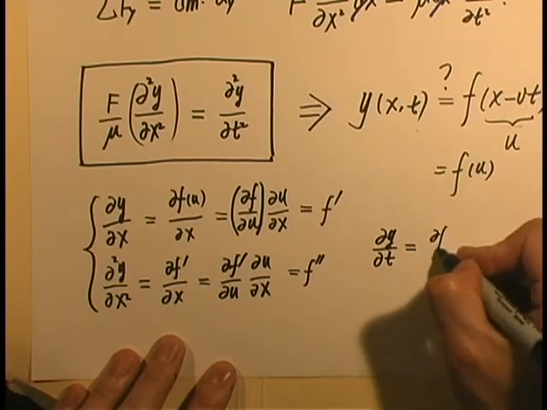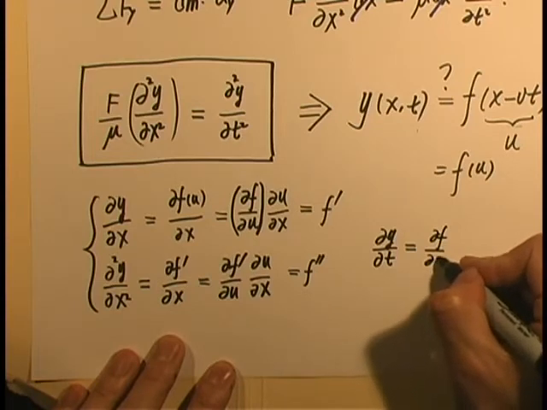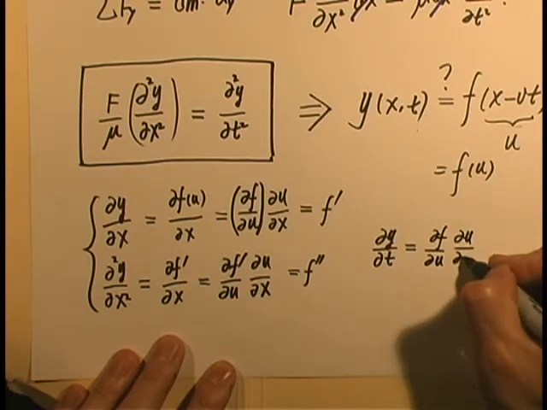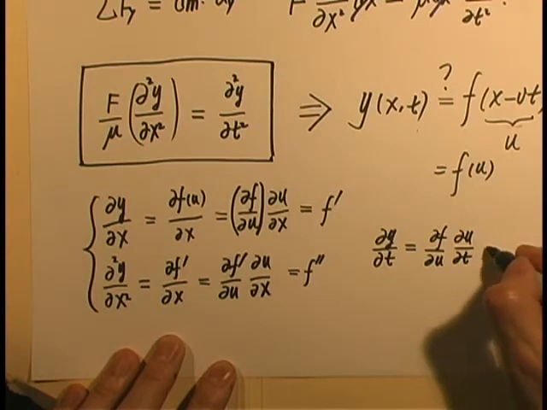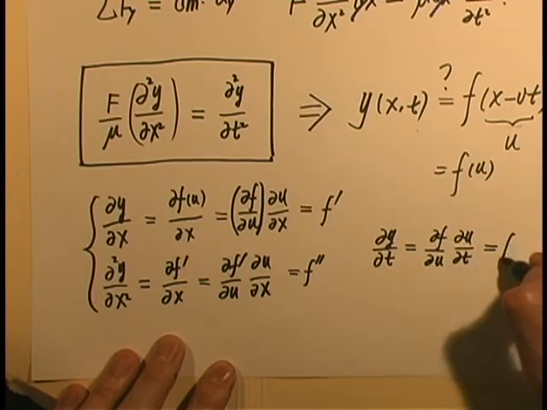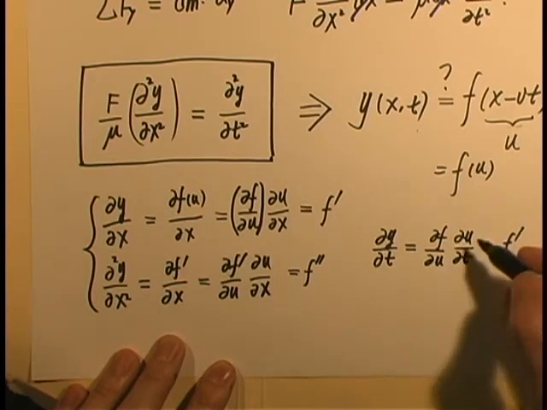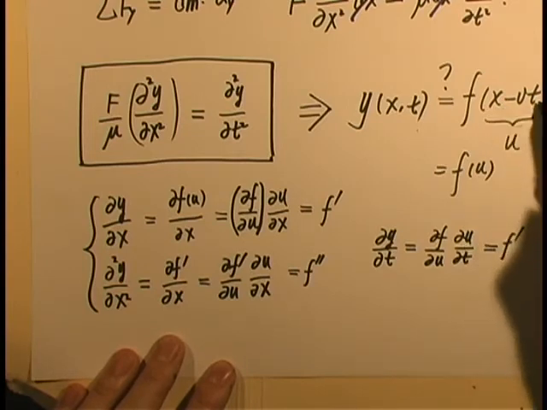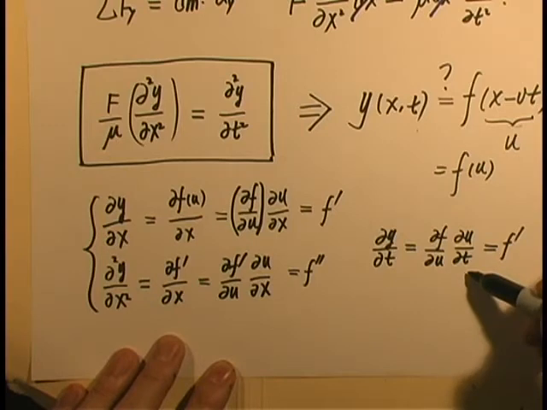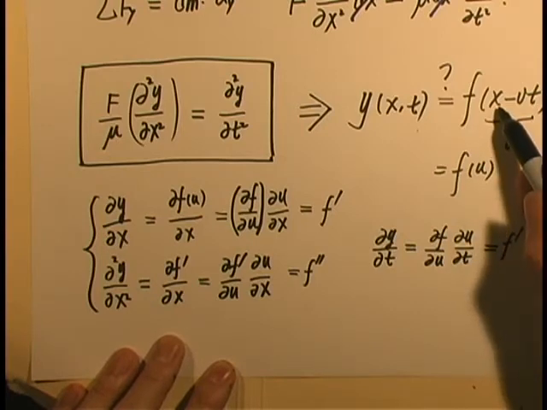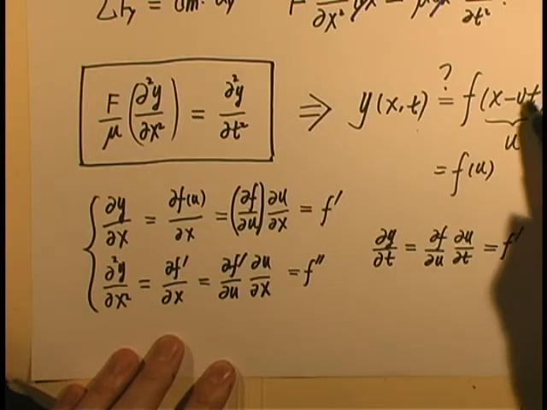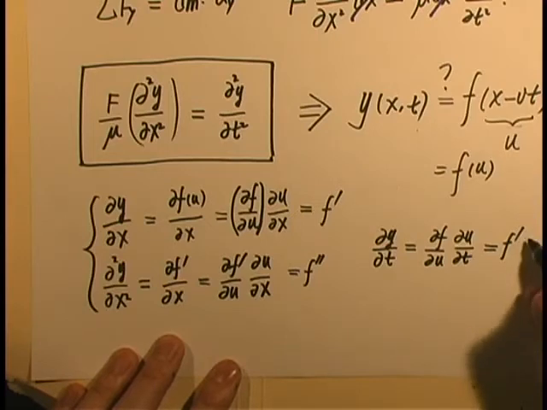This would be partial f, partial u, and partial u, partial t this time, right? Again, partial f, partial u, we call it simply f prime. That's the first derivative. Now partial u, partial t. U is x minus vt. When you do partial u, partial t, you are taking x as a constant. Negative vt, v is a constant, t is the argument that you want to take derivatives of. So what do you get? Negative v.